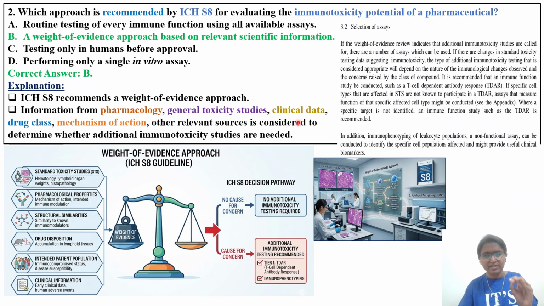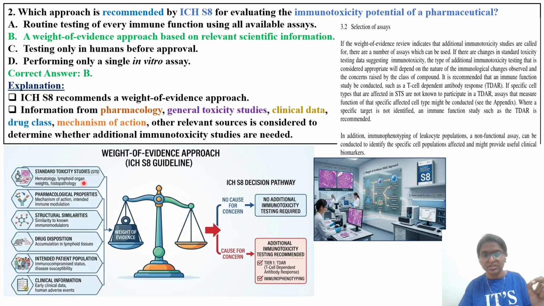Clinical data. If you have some clinical information for the same drug class of molecules, and the mechanism of action also. What is the target receptor this particular drug is affecting, and other relevant sources are considered to determine whether additional immunotoxicity studies are needed. Whether we should do other additional studies or not, we decide by considering all these approaches. So that is called the weight of evidence approach.